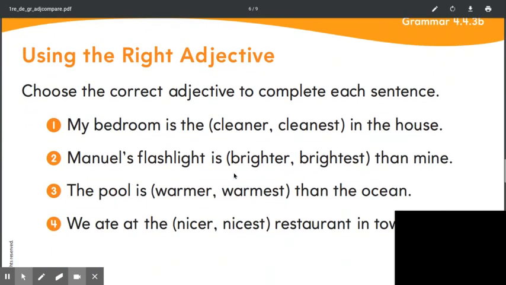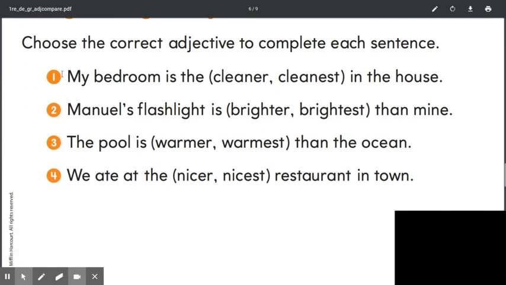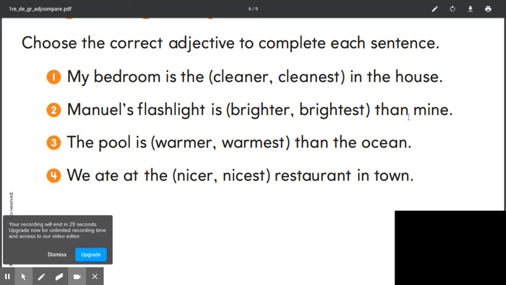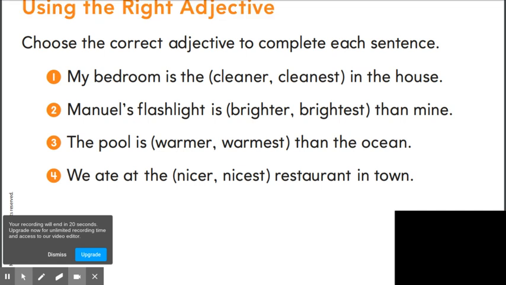Choose the correct adjective to complete each sentence. Number 1, my bedroom is the blank in the house. Cleaner or cleanest? You should have chosen cleanest. Manuel's flashlight is blank than mine. Brighter. The pool is blank than the ocean. Warmer. We ate at the blank restaurant in town. Nicest.